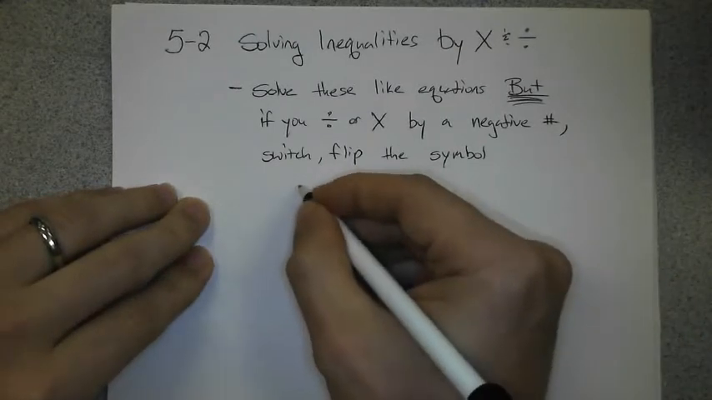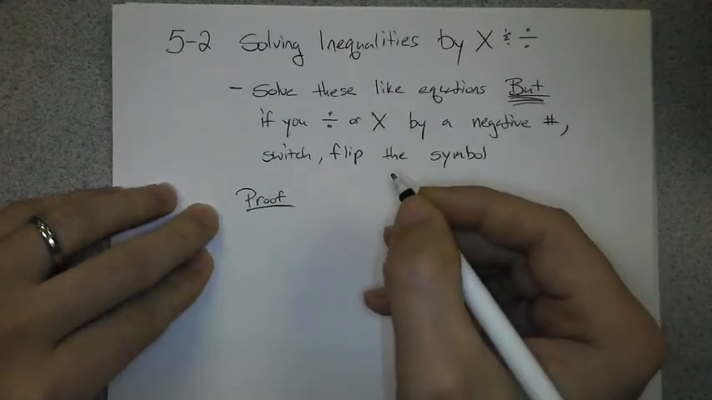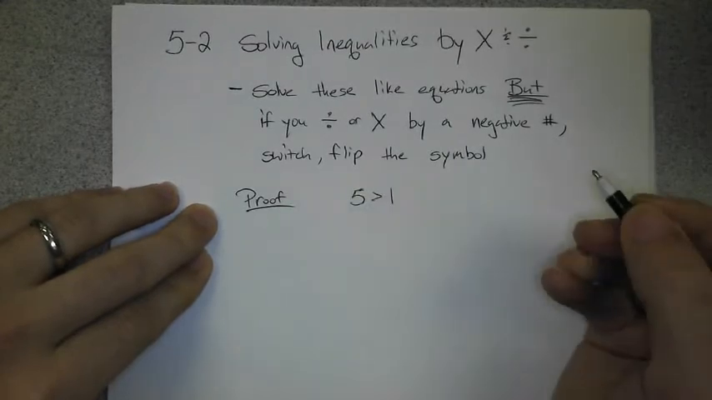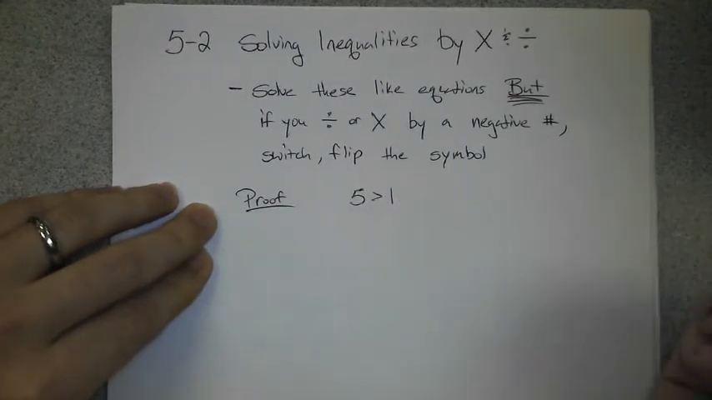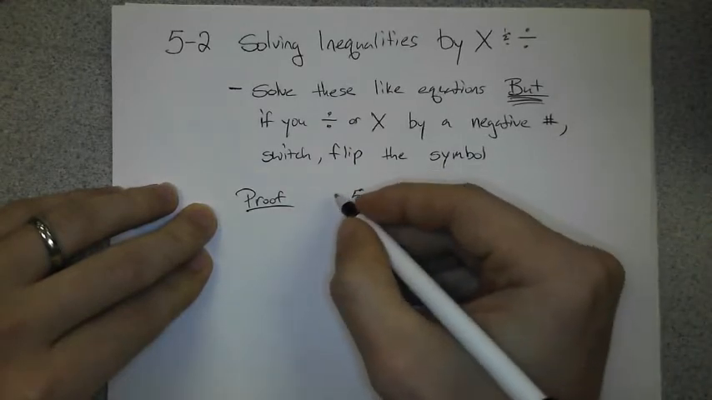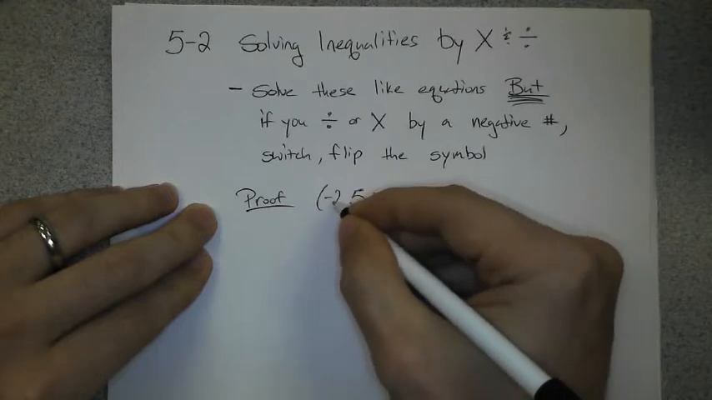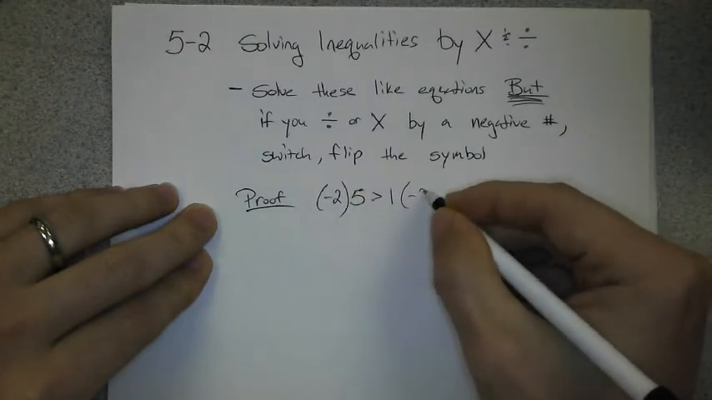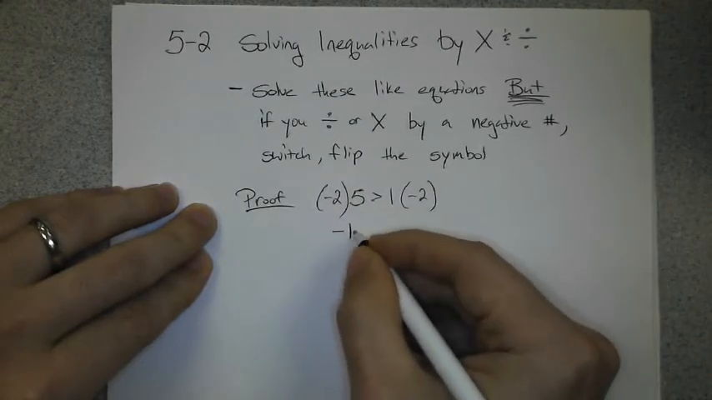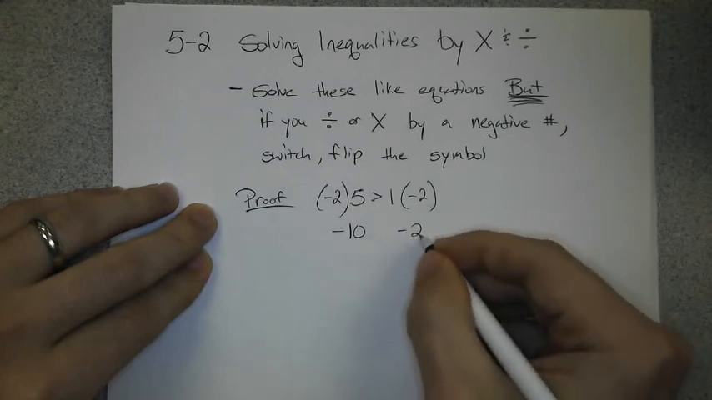Now, the proof for that, just so you don't think that I'm lying to you, let's say we start out with 5 greater than 1. We all agree that's true. 5 is greater than 1. No questions asked. Well, remember, what I do to one side, I do to the other. So let's say I multiplied both sides by negative 2. Negative 2 times 5 is going to be negative 10. Negative 2 times 1 is going to be negative 2.